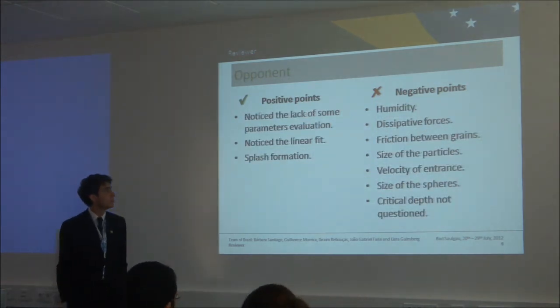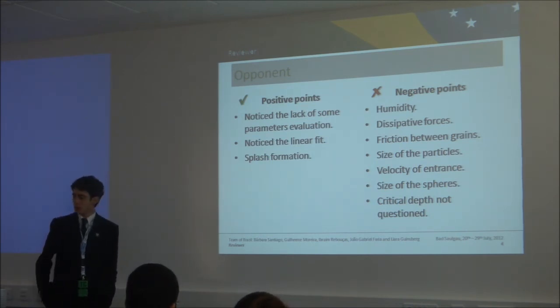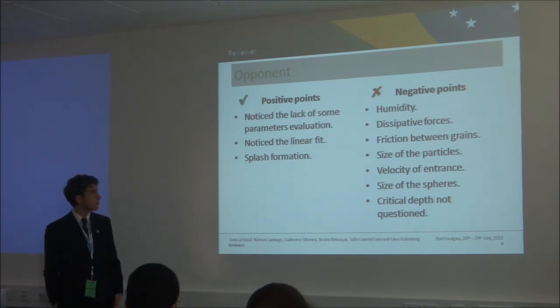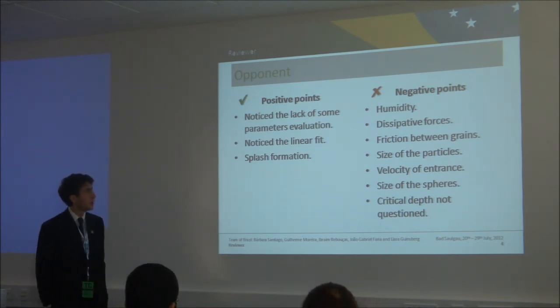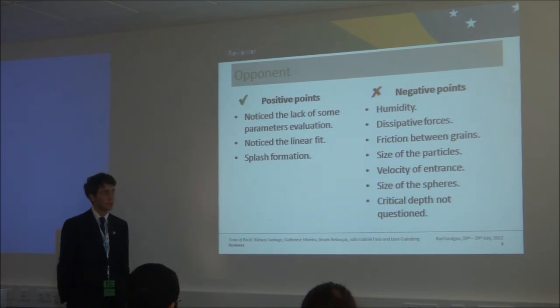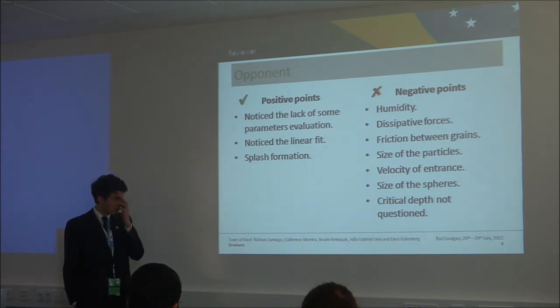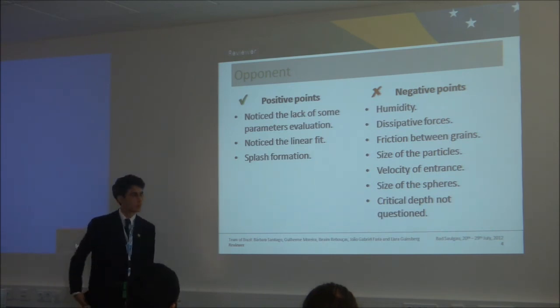About the opponent, they note the lack of some parameters evaluation such as the size of the grains, the regularity, the compression of the sand. They noted the linear fit that was really good, and noted that they didn't have an explanation of the splash. The negative points, they didn't mention the humidity, the dissipative forces, the friction between the grains, the size, the velocity of entrance is not mentioned by them. The size of spheres, the relation between them, they analyze it, but they don't have this comparison theoretically. And the critical depth is not questioned.